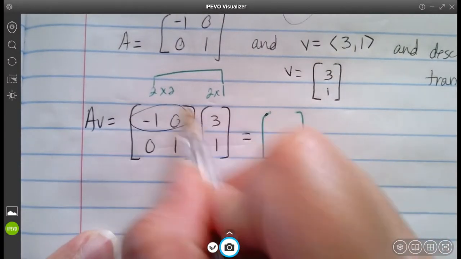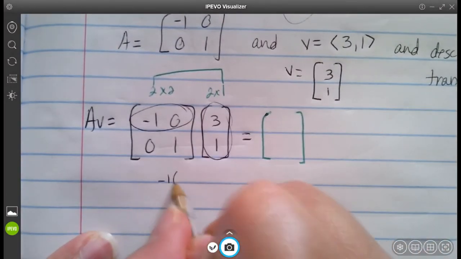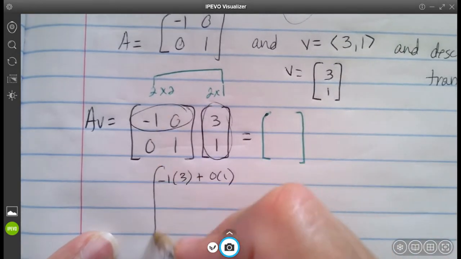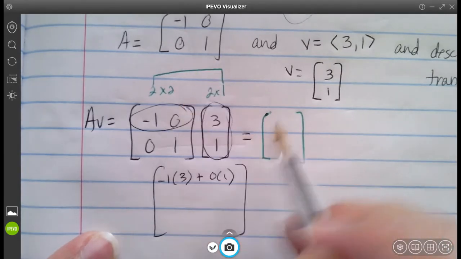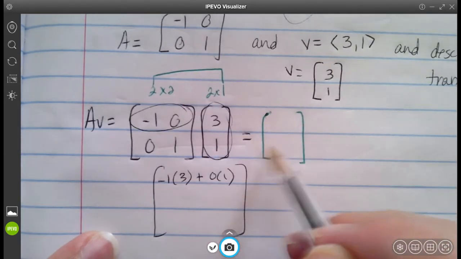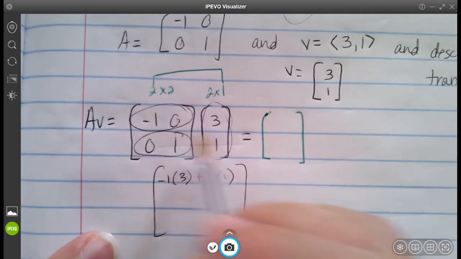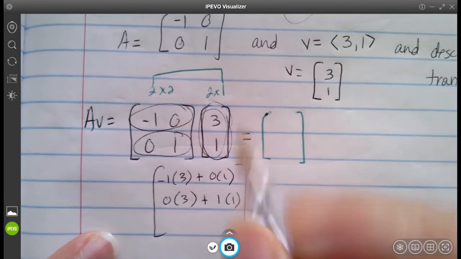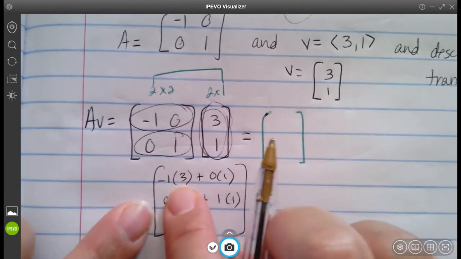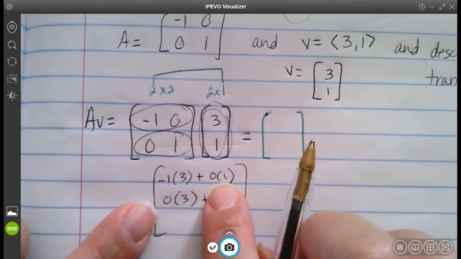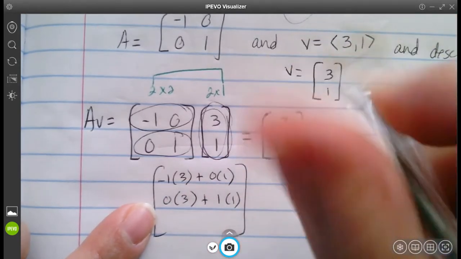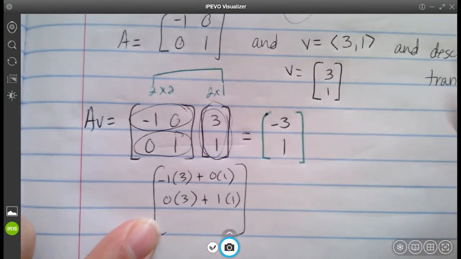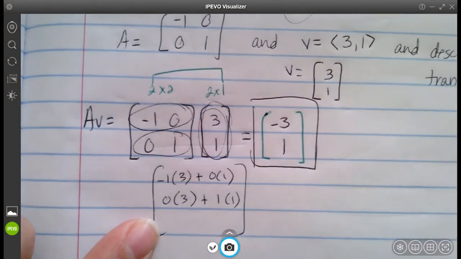So for the first one, we're going to have this times this. Negative 1 times 3 plus 0 times 1. Okay, think of it that way. Then for the second entry, row 2, column 1, it would be 0 times 3 plus 1 times 1. And then we just reduce these. Negative 1 times 3 is negative 3, plus 0 is going to give me negative 3 still. The second one, 0 times 3 is 0, 1 times 1 is 1. So this is my answer.